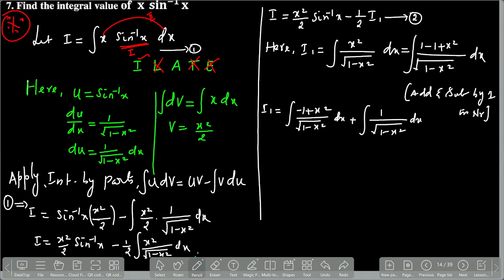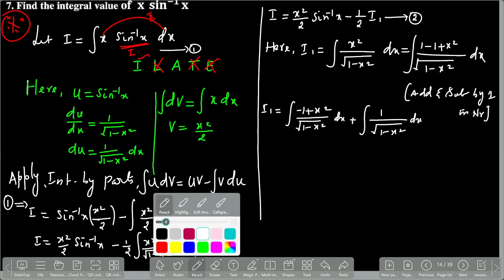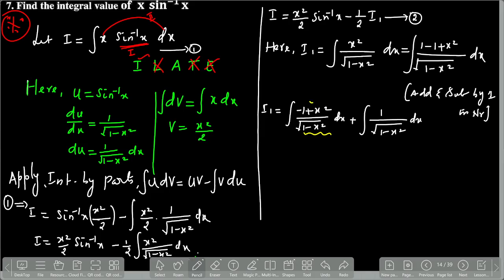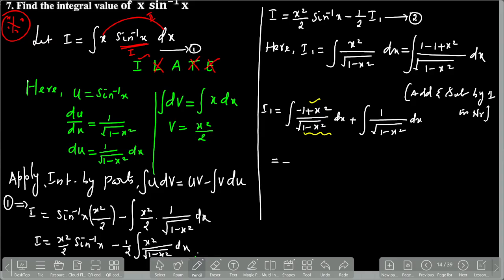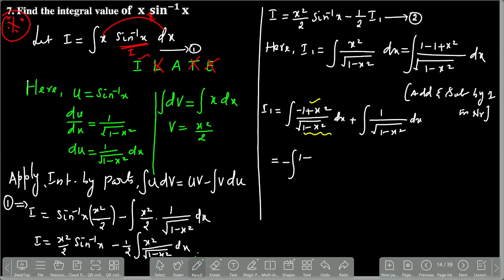Now look at this. Here 1 minus x square, here minus 1 plus x square. X square should be in the place of negative, so I am going to take minus outside. Minus integral of 1 minus x square divided by square root of 1 minus x square dx, plus, any expert here?